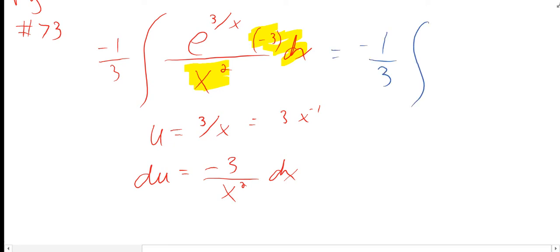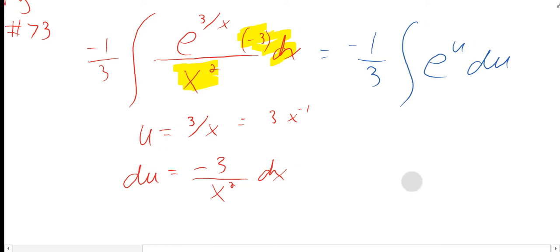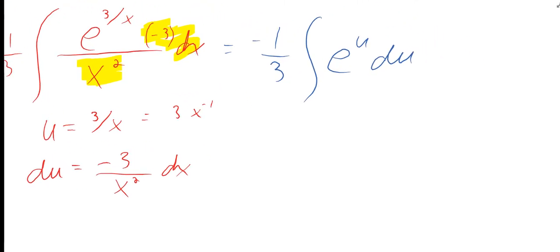The integral of e to the 3 over x is now e to the u. And du, remember we said, is that special package that has everything else that's inside of it. And then that becomes an integral that we can do, which is e to the u. So you get negative 1/3 e to the u, but that's just negative 1/3 e to the 3 over x plus c.